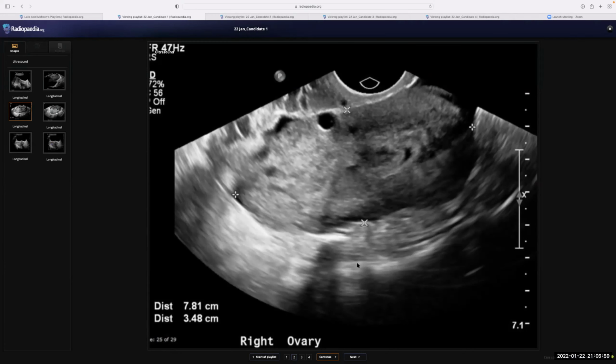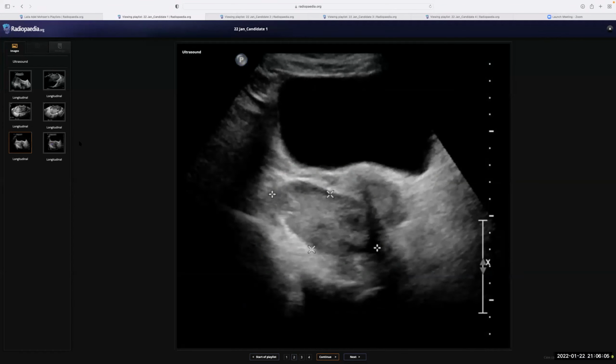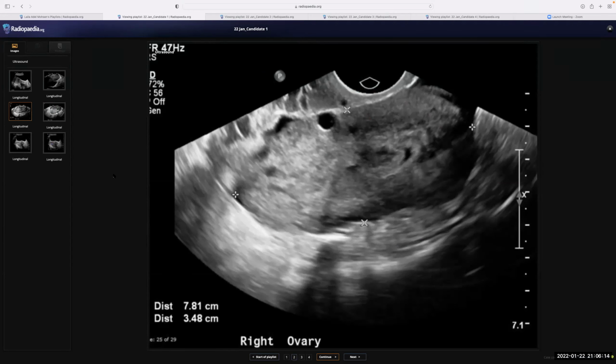Can you point it out, please, Dr. Asad? So this area, is this the gestational sac? No, I feel this is a normal follicle. All right, okay, so this is normal.